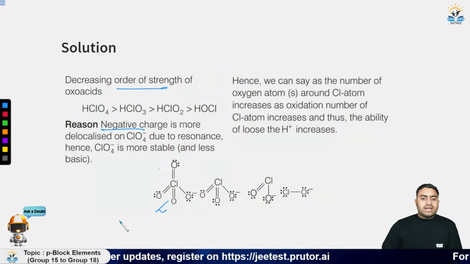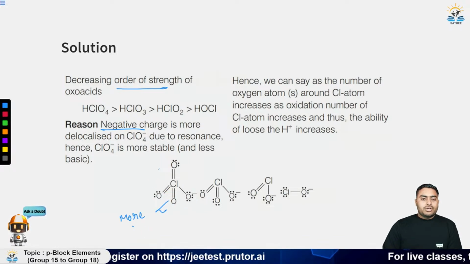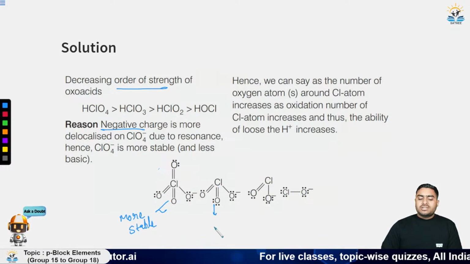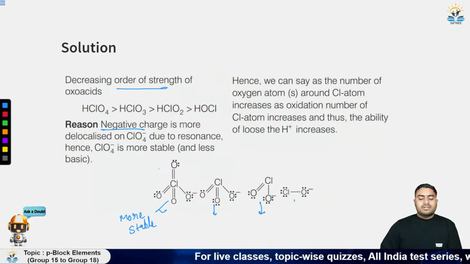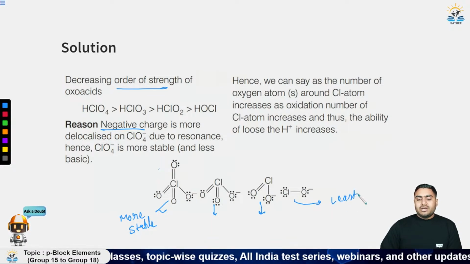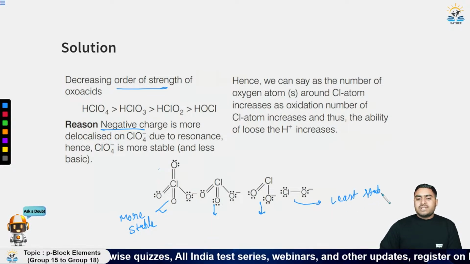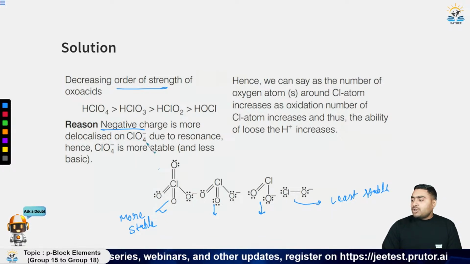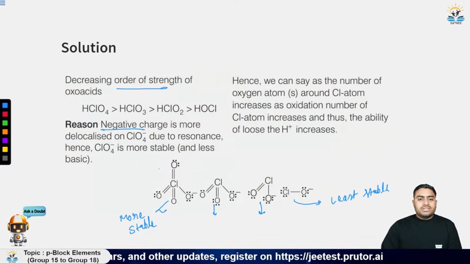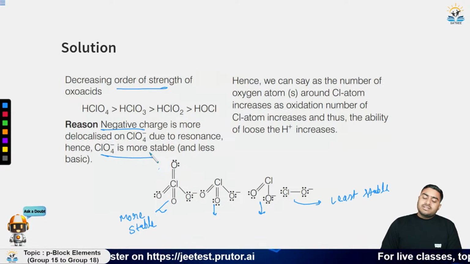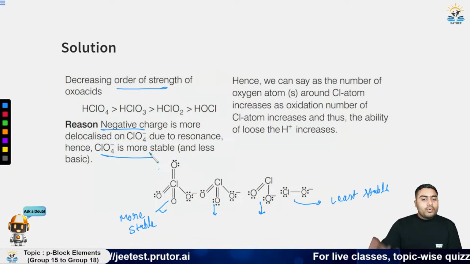So ClO4 negative is more stable as compared to other conjugate bases. Then ClO3 negative is stable, then ClO2 negative stable, and then ClO negative stable. This is the least stable among these conjugate bases. The negative charge is more delocalized on ClO4 negative due to resonance. Hence ClO4 negative is more stable and less basic. Less basic means most acidic.